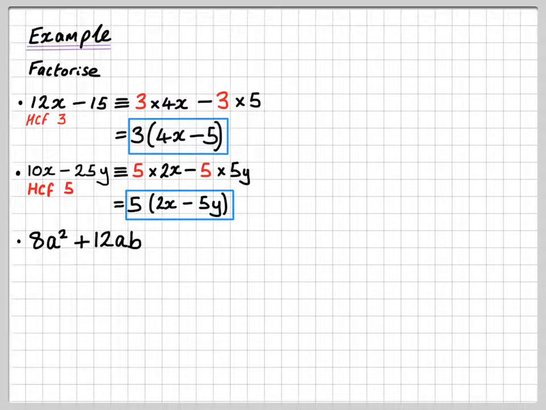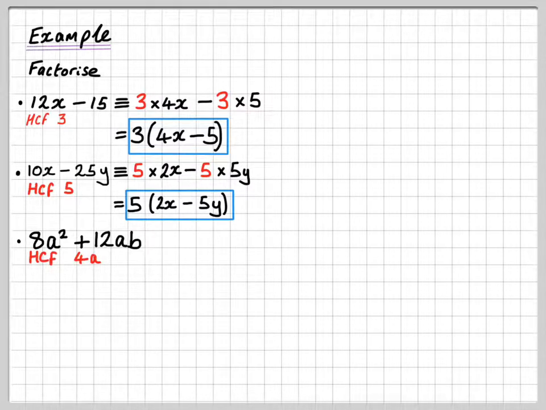Another example, 8a squared plus 12ab. The highest common factor this time is going to be a combination of a number and also a little algebra. So, numerically I can see that each of my 2 terms can be divided by 4, and I also notice that there are a's in each of the terms as well. The highest common factor this time is going to be 4a.